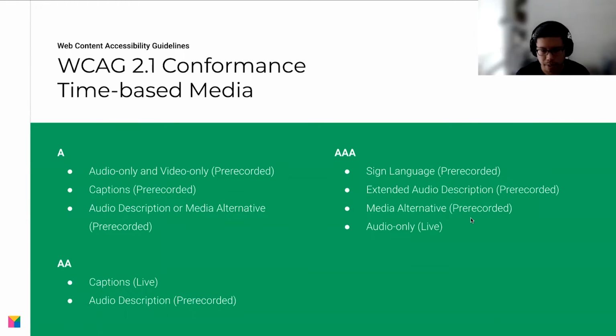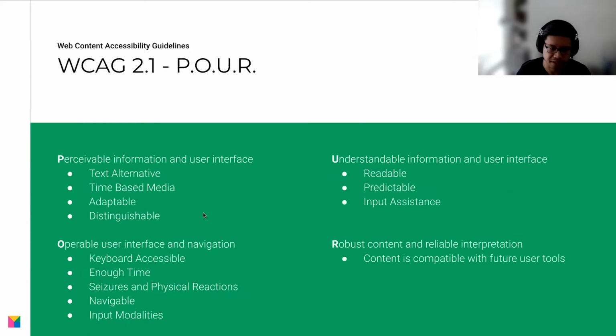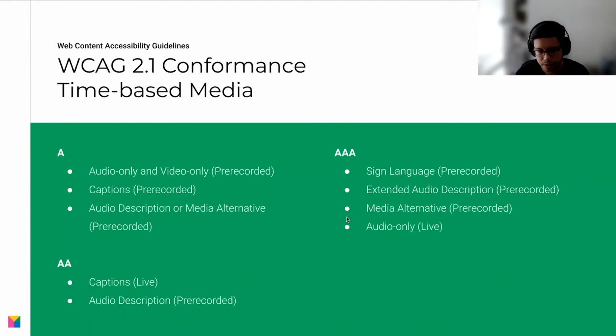And talk about one of them specifically. So I mentioned time-based media in the other one. I'll go back real quick. In Perceivable, as the second bullet, time-based media. Each of these guidelines is now split into the three standards: A, AA, and AAA.